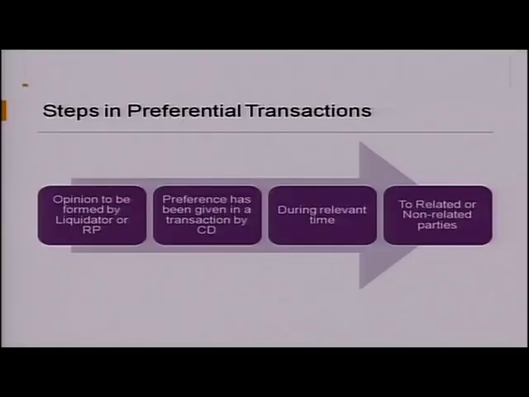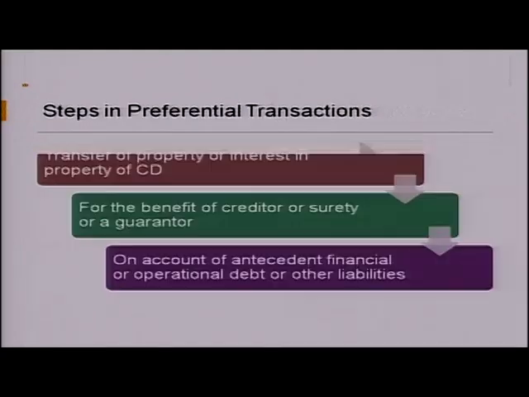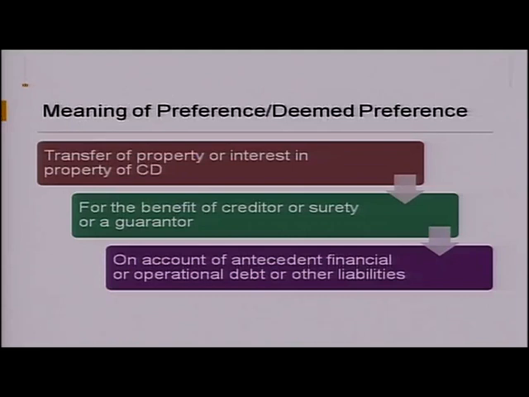So now coming to the preferential transaction section, which is again a very important section, we need to understand what exactly is meant by the preference. But before we do that, let us look at this: it is the opinion to be formed, whether a preference has been given in a transaction by a CD or not. So first we need to understand the meaning of the word preference. Then it must be done during the relevant time or the relevant period, and we have to understand whether it is a related party or a non-related party transaction.